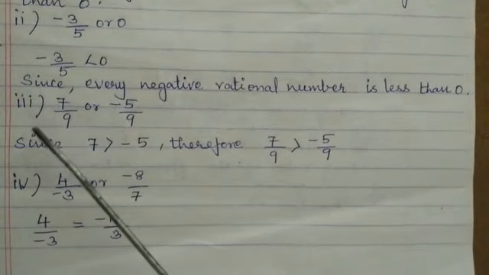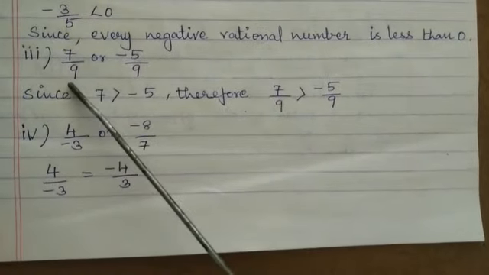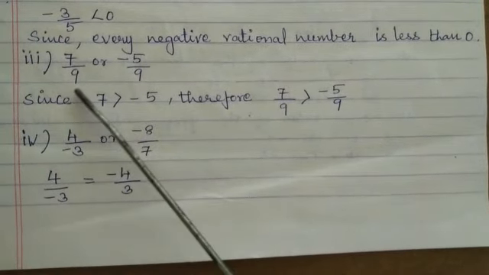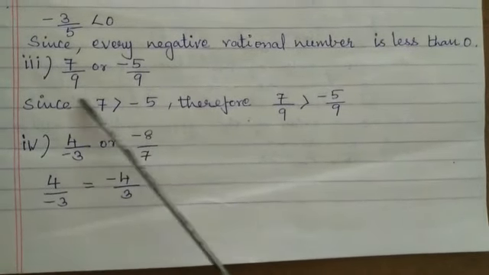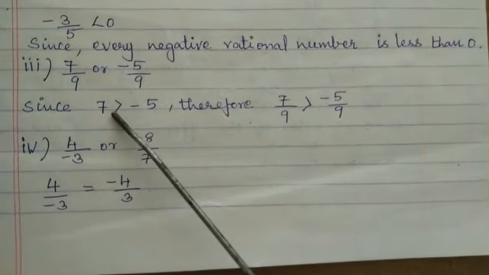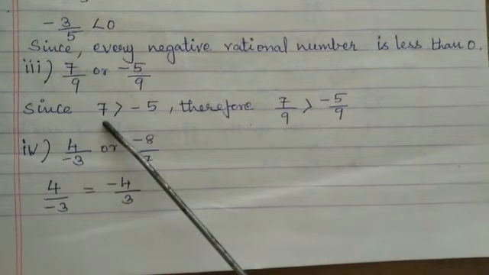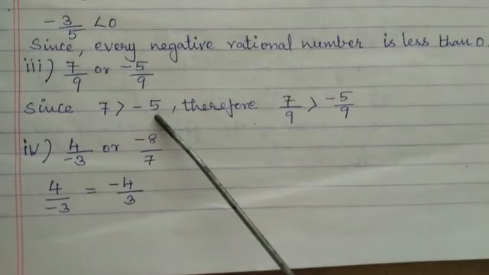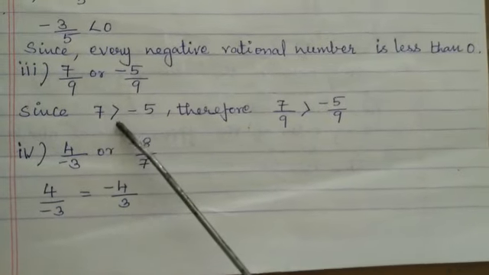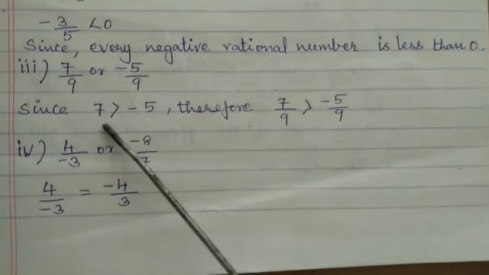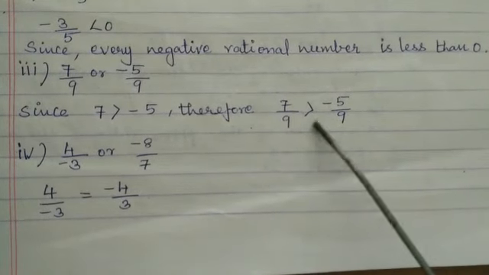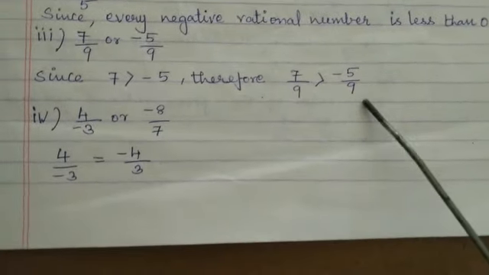Now question number 3, 7 by 9 and minus 5 by 9. First we have to see whether the denominators are the same or not. Here they are the same. Now we have to compare the numerators, here 7 and minus 5. One is a positive integer, another one is a negative integer. You know that the positive integer is always greater than the negative integer. So 7 is greater than minus 5. Therefore 7 by 9 is greater than minus 5 by 9.